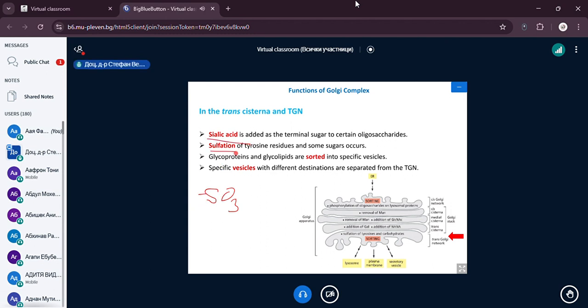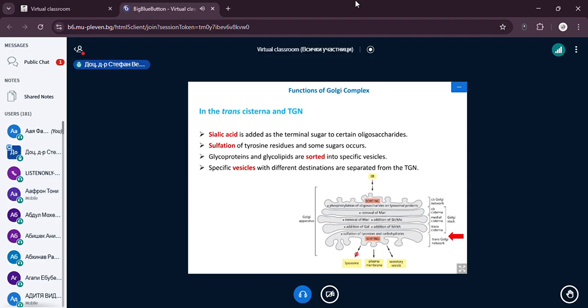Sialic acid and sulfate groups have a net negative charge, and when you add many such residues on the surface of the protein, you charge this protein negatively, and proteins become negatively charged here in the trans-Golgi network and trans-cisterna of the dictyosome. And specifically in the trans-Golgi network, these already completed proteins are being sorted according to their destination and packaged in transport vesicles.